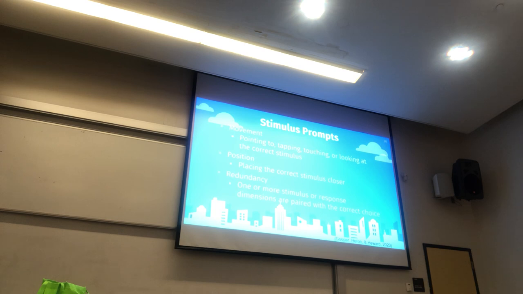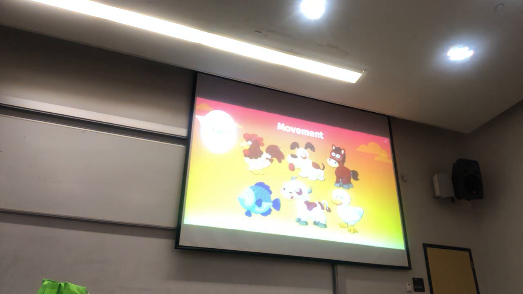So I don't really want to go over this a ton, but do you understand the differences between all of these? So stimulus prompts, there's the three types, and just make sure you know all the differences between the three. I will go over an example. Movement, again, is just that gesture prompt, so I'm going to point to it, say fish, and then the client will select the fish.